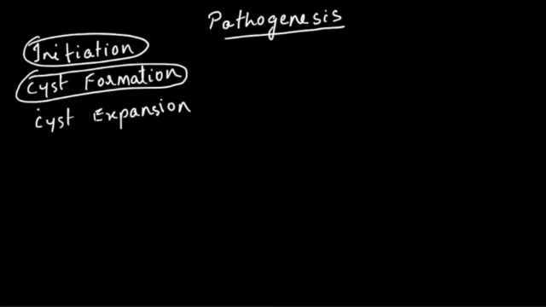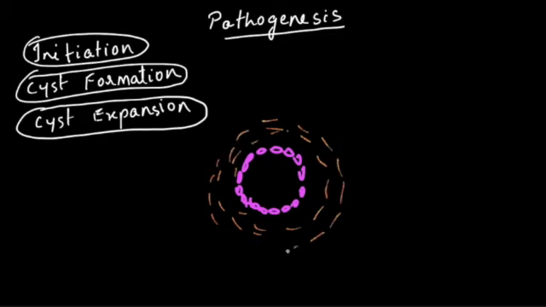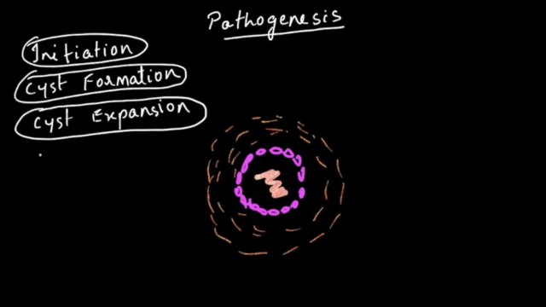Now let's understand cyst expansion. First, let's draw the cyst to understand this concept. Here is the cystic epithelial lining. Around this we have the connective tissue wall and the central portion, that is the lumen with its luminal content. Now that we have drawn the cyst, let's learn the reason for expansion of the cyst.